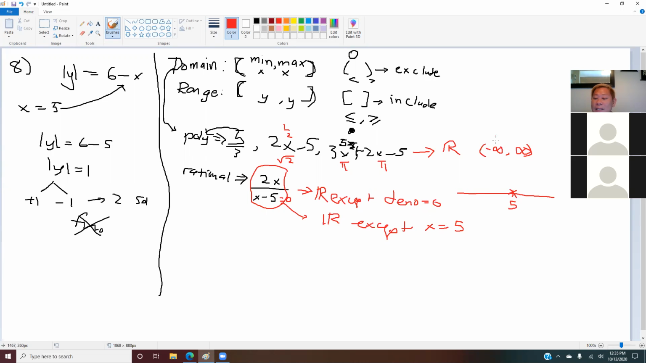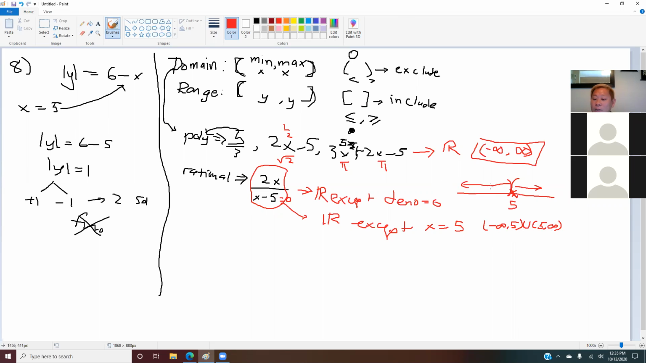So how do you write this in interval notation? It goes from here to there, and then from there to there. Don't forget, always the minimum then the maximum. So it is negative infinity to 5, union 5 to infinity.